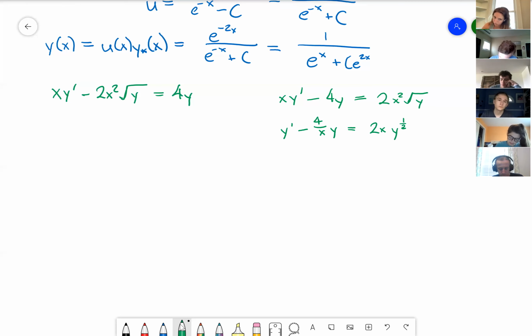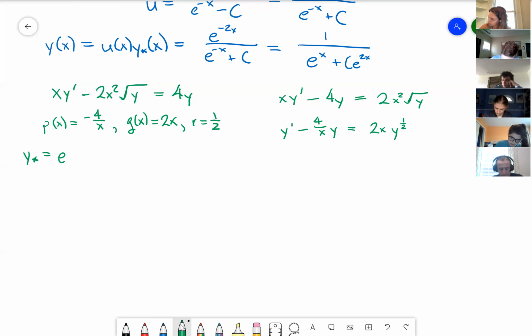Okay, so in this case, I have g of x is equal to negative 4 over x. u of x equals 2x. And r is equal to 1/2. So that gives me y star is equal to minus the integral of, that becomes positive, 4 over x dx.